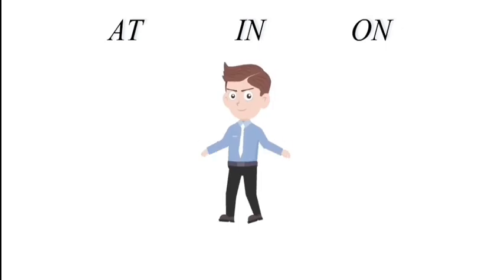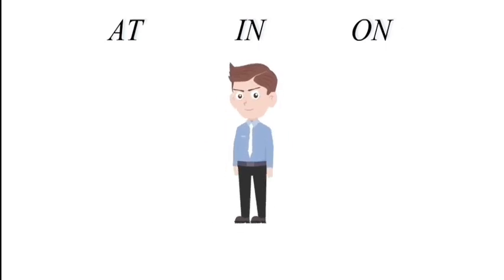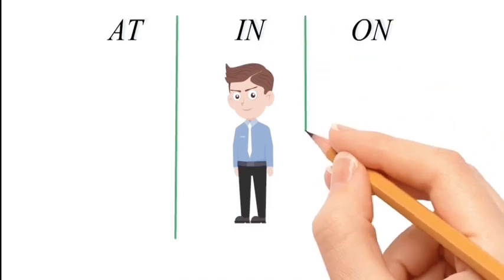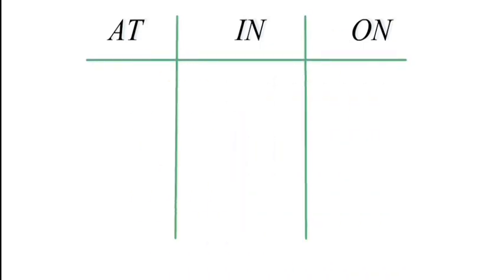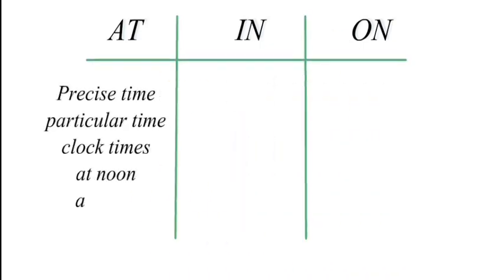Now we'll talk about 3 very important and confusing prepositions: at, in and on. So these tiny prepositions can be quite confusing sometimes, but we'll try to understand them through this comparison. I'm gonna make a chart here for the 3 prepositions at, in and on.